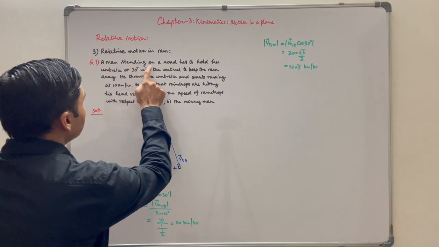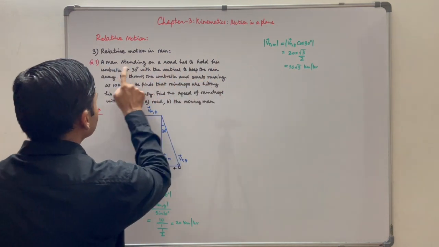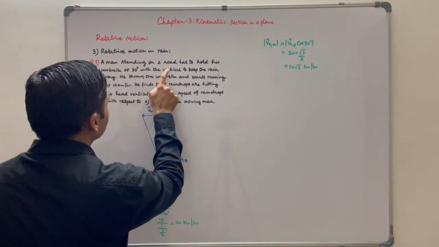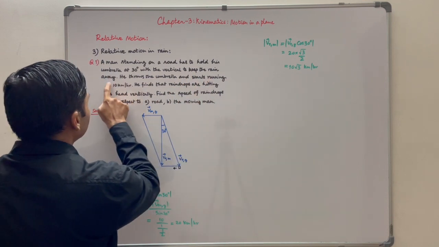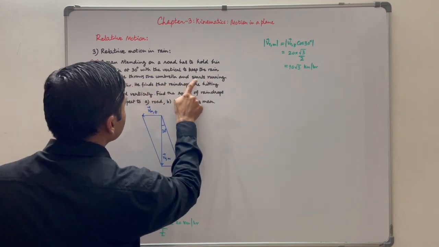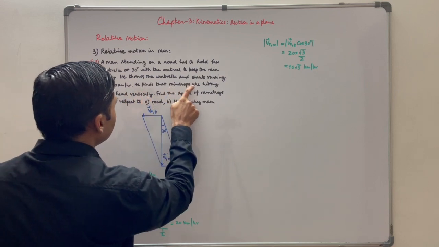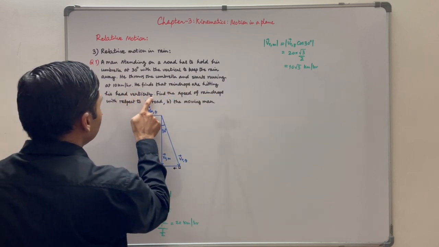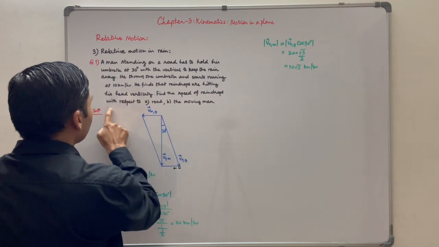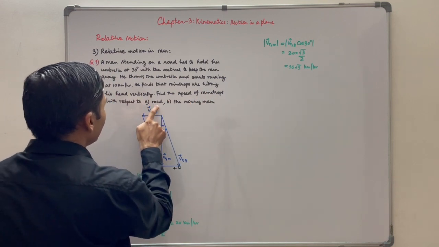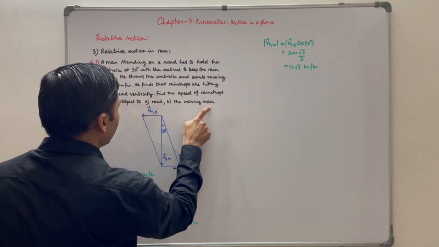Now let us see this question to understand relative motion in rain. A man standing on a road has to hold his umbrella at 30 degrees with the vertical to keep the rain away. He throws the umbrella and starts running at 10 km per hour. He finds that raindrops are hitting his head vertically. Find the speed of raindrops with respect to part A, the road, and part B, the moving man.